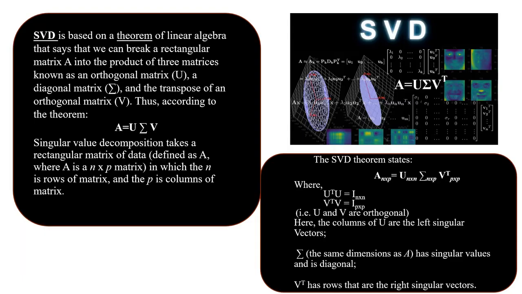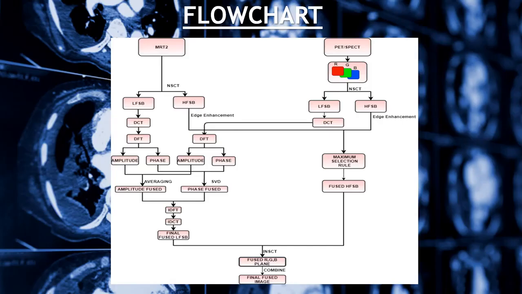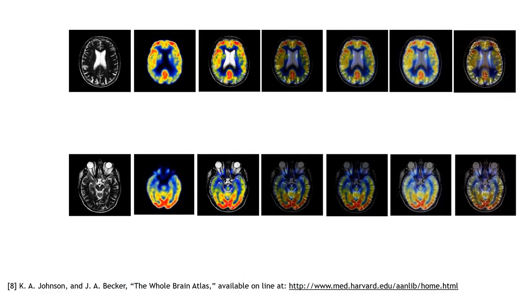SVD is an attractive algebraic transform for image processing applications. It is a stable method to split the system into a set of linearly independent components, each of them bearing its own energy contribution. This is the pictorial summary of the proposed algorithm by flowchart.